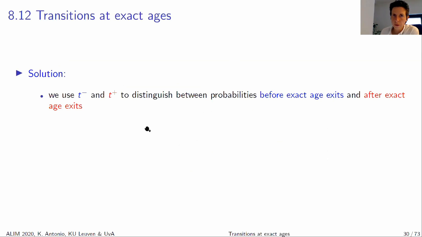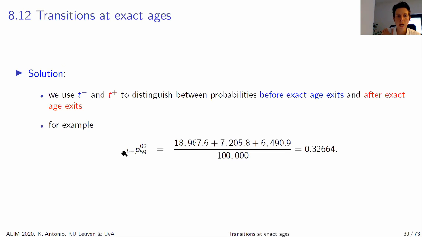So some additional thoughts, and then I'll take your questions. We're going to use the T minus and the T plus to make a distinction between probabilities before exact age exits and after exact age exits. So we've got time point T, and then T minus is right before T, and T plus is right after time point T.